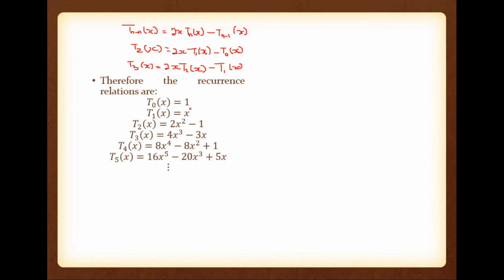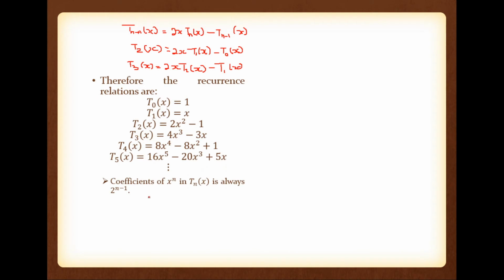Coefficient of largest power is 1. If n is 1, the coefficient of the largest power is 1. If n is 2, it is 2. If n is 3, it is 4. Then corresponding to 4, here we have 8. Corresponding to 5, here we have 16. So you can see that this coefficient of the largest power is actually 2 raised to n minus 1.